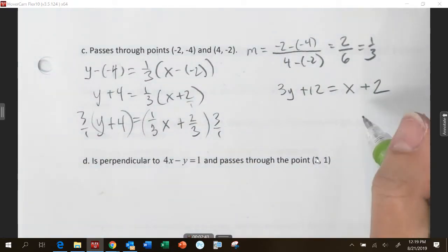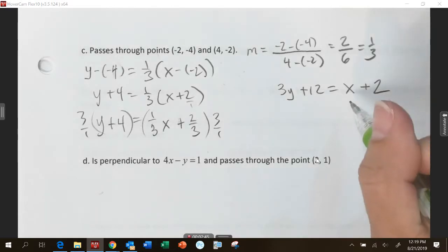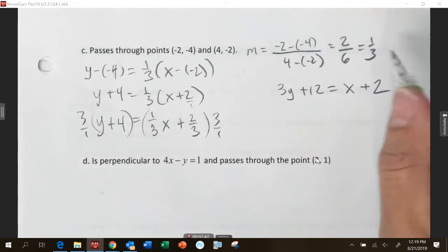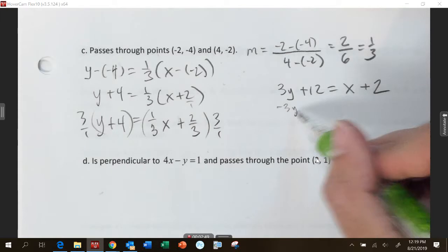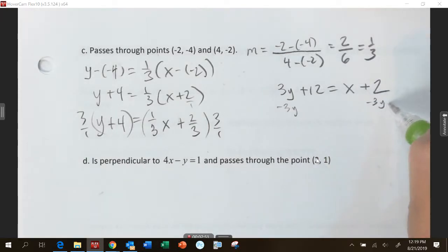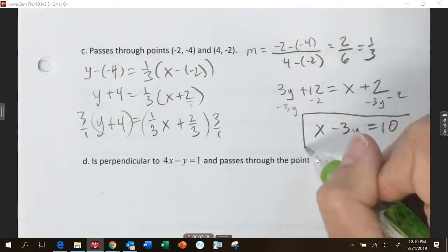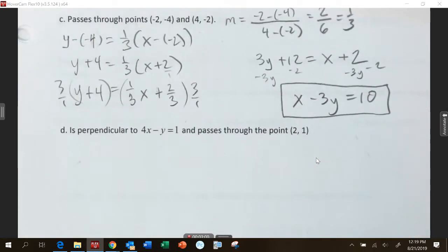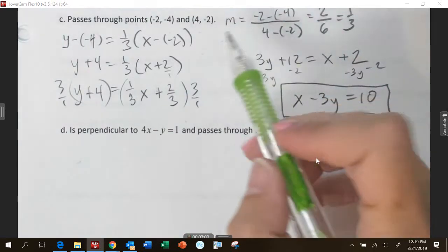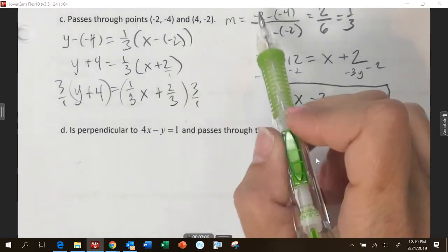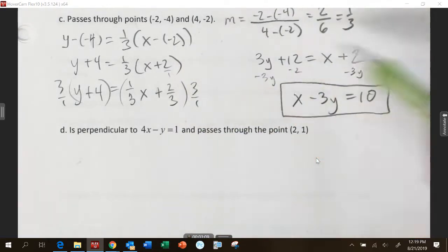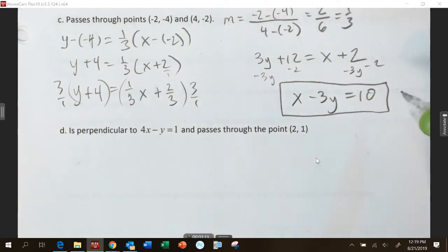And then from here, we can rearrange the terms. You could either take away x and take away 12, or take away 3y and take away 2. I'm going to get x minus 3y equals 10. And now we have it in standard form. So if you're given 2 ordered pairs, you still have to go through finding the slope, point slope form, and then change it over to standard form. And you did that in your homework yesterday.